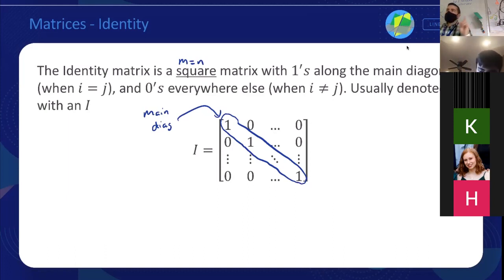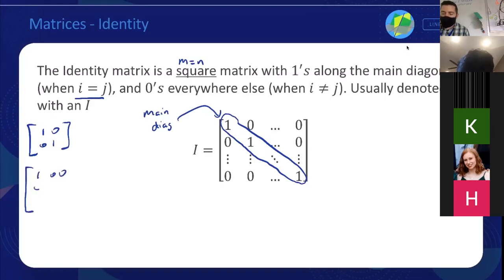So A11, A22, A33, A44, those are ones. That's what it means when i is equal to j. Everywhere else, you'll have zeros. So A12, A21, A34, A45, whatever. When i and j are not the same, you'll have zeros. So you'll have things like 1 0 0 1, or 1 0 0, 0 1 0, 0 0 1. Okay, or whatever. You could make it as large as you need to.